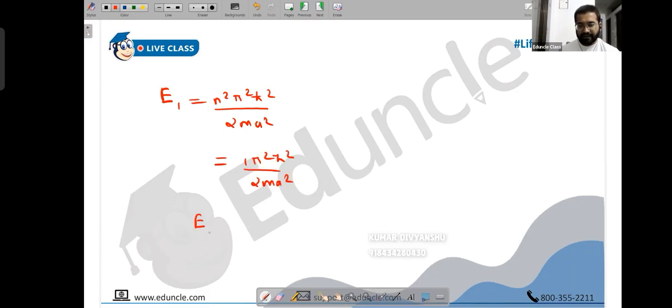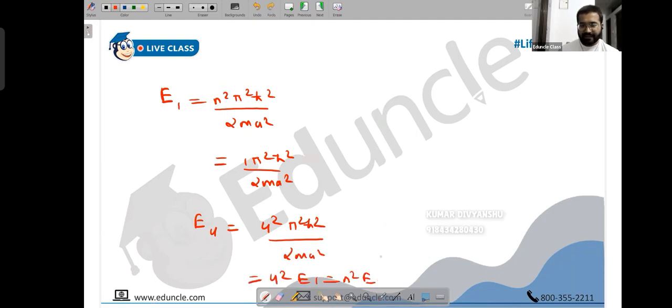And the energy of the fourth excited state will also be 4 squared π squared ħ squared upon 2ma squared. Or you can say it's basically 4 squared times E1, or I can say n squared E1. So the energy is 16 E1.